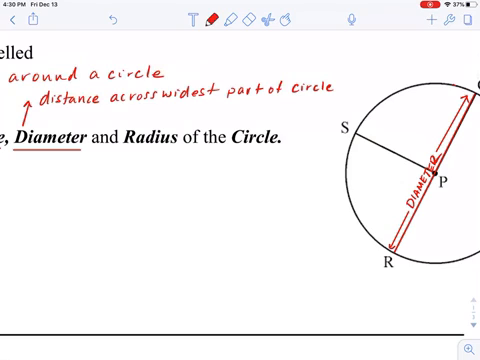The radius is half of a diameter, or the distance from the center to the circumference or the edge. So I'll switch colors here, and SP, marked here, would be a radius. So going from point P out to the edge, that would be a radius.